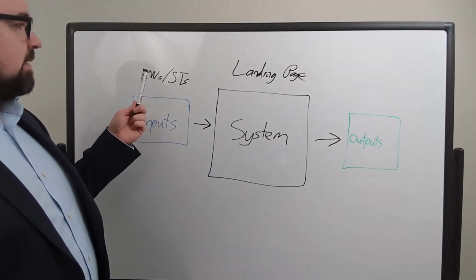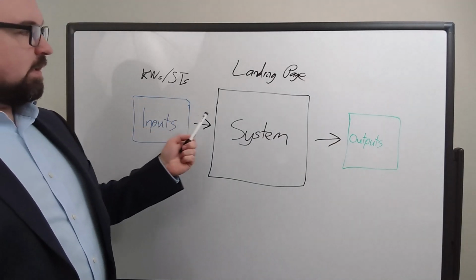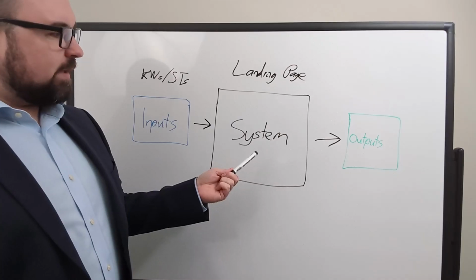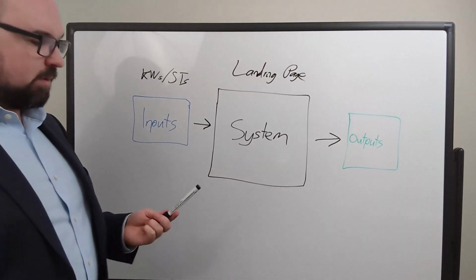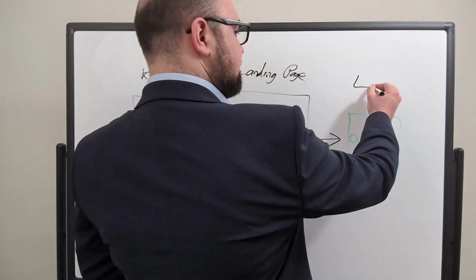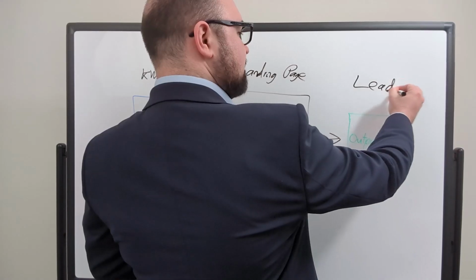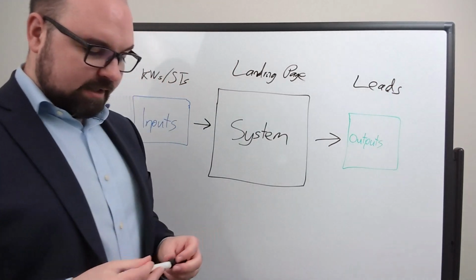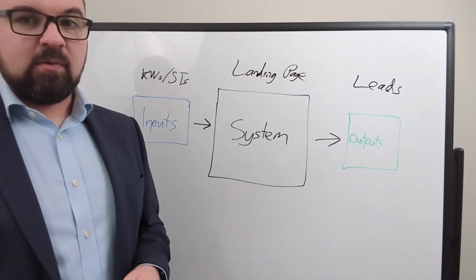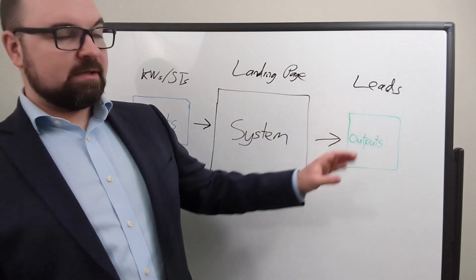So again, in this particular case, you control everything in regards to the inputs. You actually do control the system as well. And then in regards to the outputs, what we're looking for there is your leads. And again, that could be that person downloaded a lead magnet. They could have booked a demo call. They could have booked to be on a webinar, whatever it is that you do at that particular stage there.